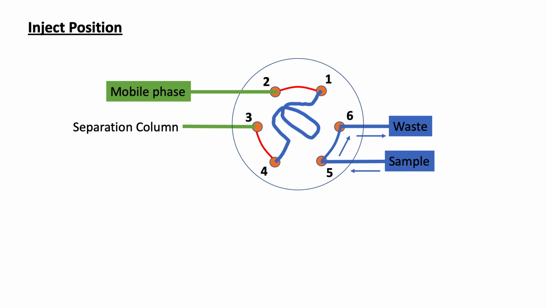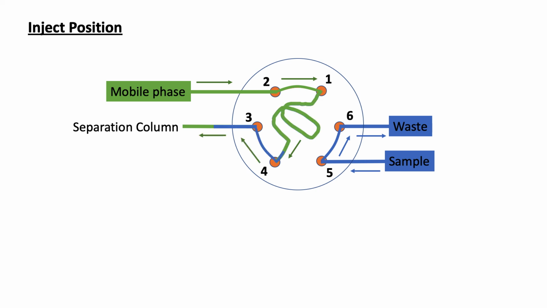For the mobile phase line, mobile phase flows from port 2 to 1 internally, then gradually replaces the sample inside the sample loop and fills up the sample loop. Due to the internal connection between ports 3 and 4, the sample will be further pushed into the separation column by the mobile phase behind.